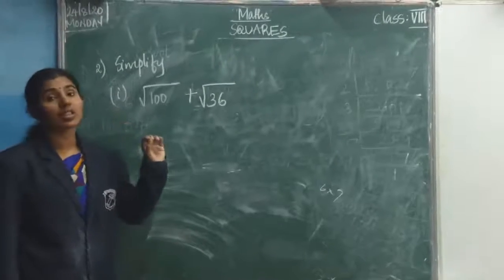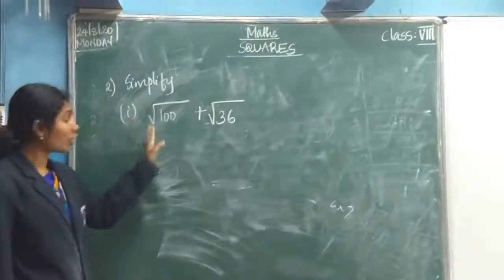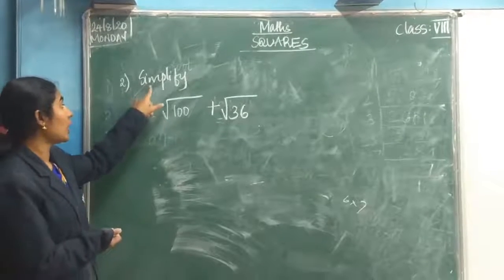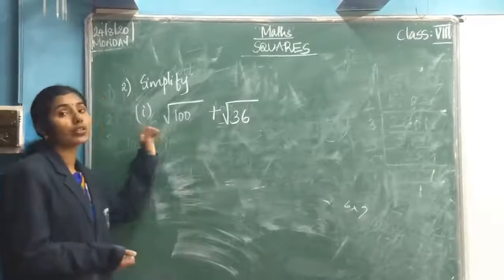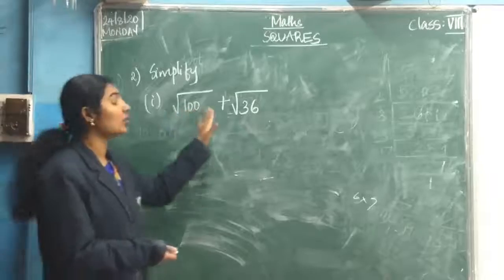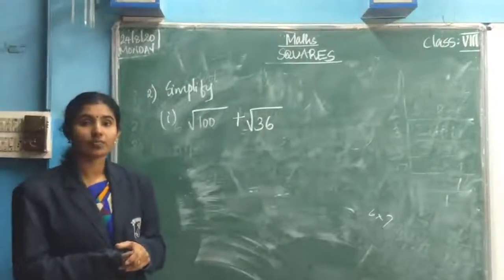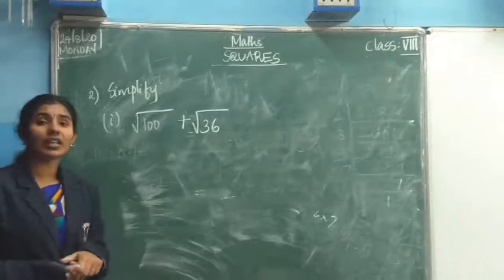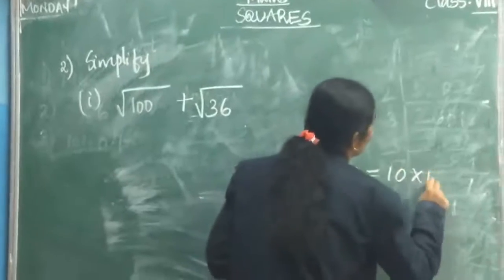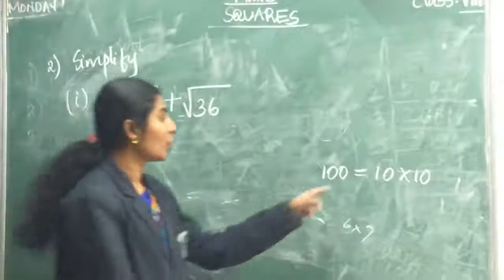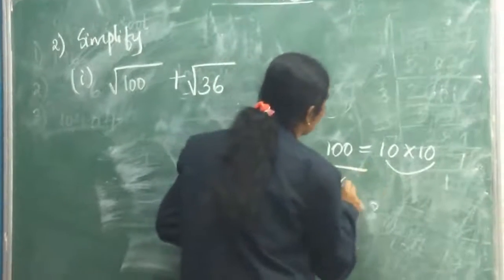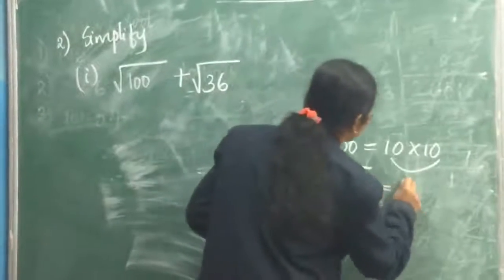See the next question. Simplify square root of 100 plus square root of 36. What is that? You want to simplify this given question. How to simplify this one? The given number is square root of 100 plus square root of 36. How to find the square root of 100? You know 100 you can write as 10 times 10, isn't it? So in this pair, if you are taking the square root of 100, what will you get? 10, isn't it?